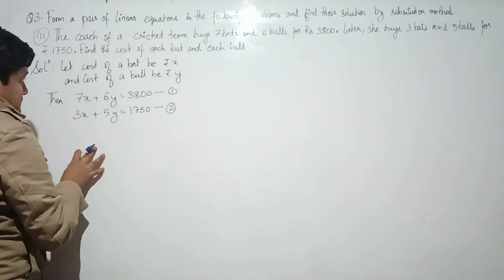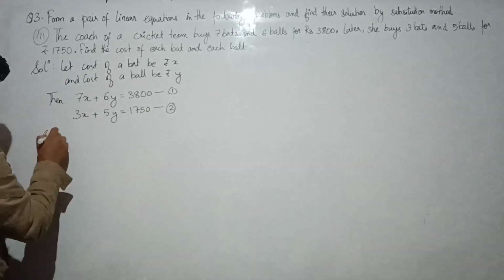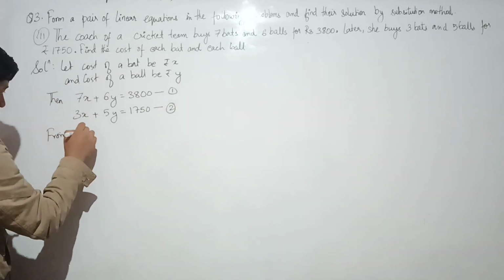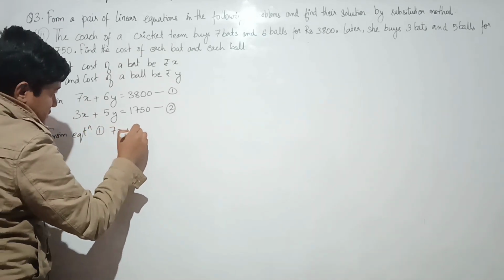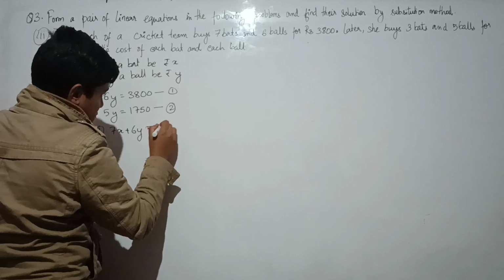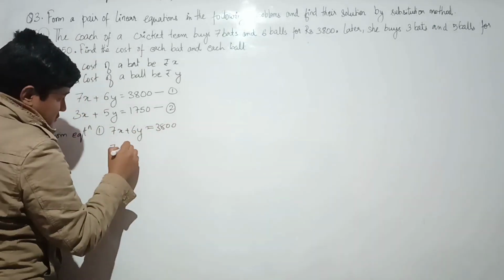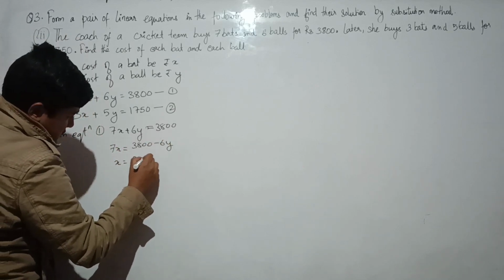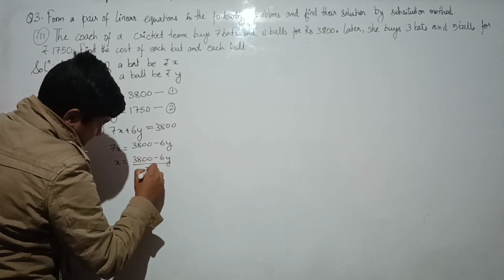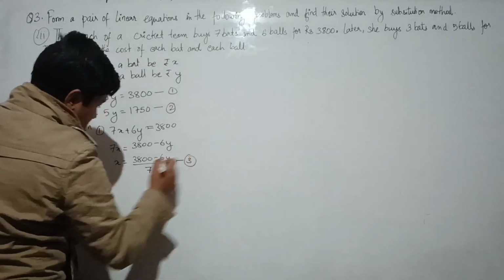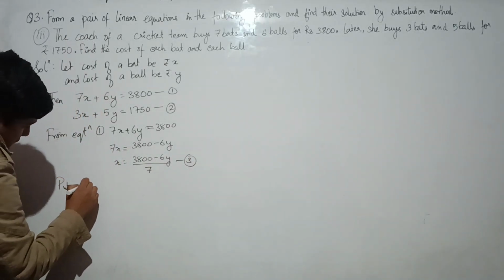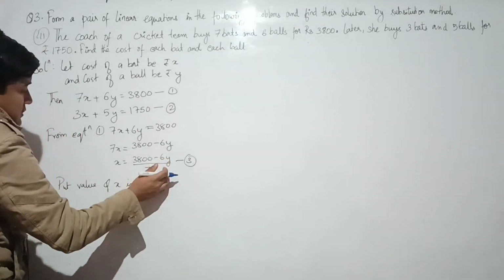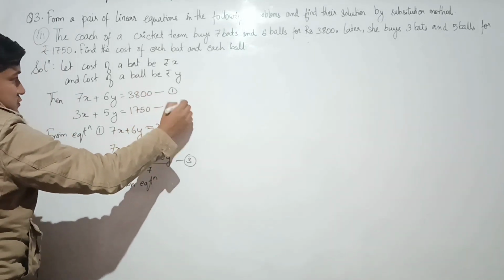So let us make an equation from equation 1: 7x plus 6y equals 3,800. So 7x equals 3,800 minus 6y, or x equals 3,800 minus 6y by 7. So this becomes equation 3. Put the value of x in the other equation; we should put it in equation 2.